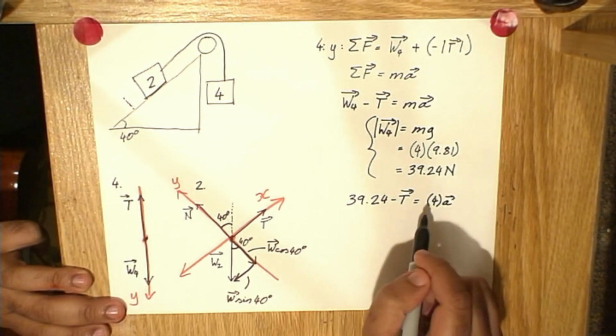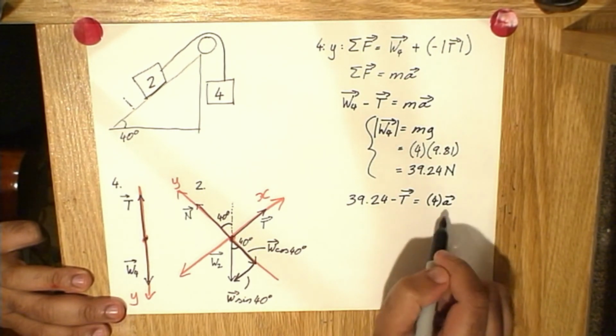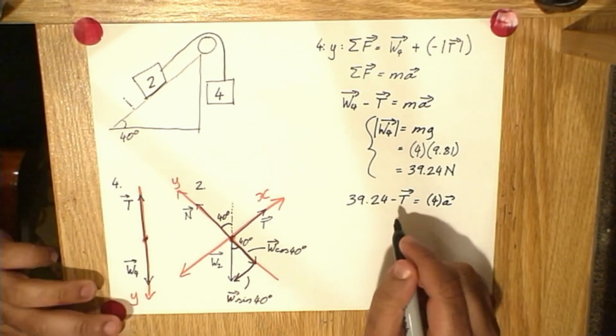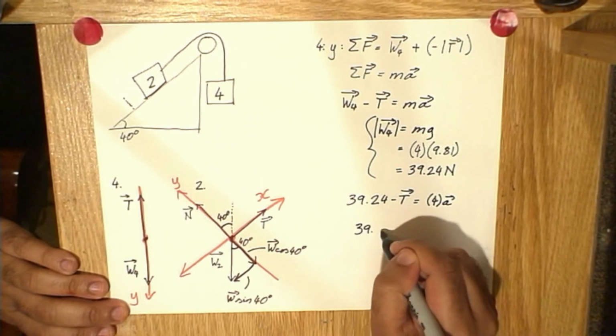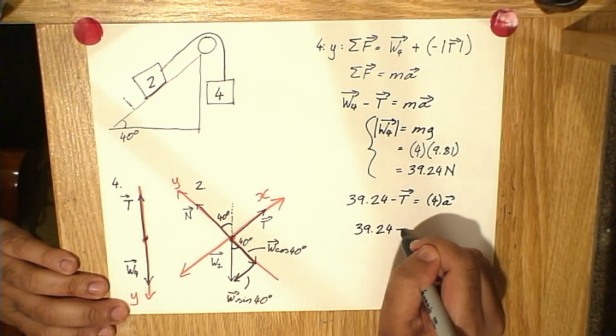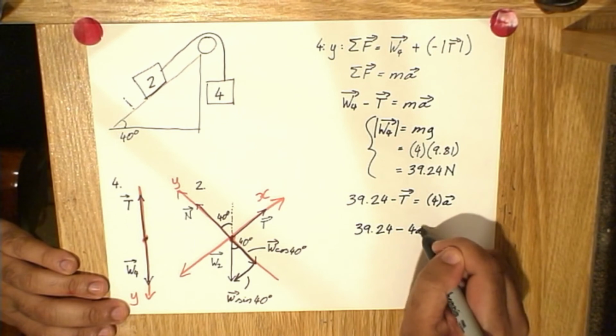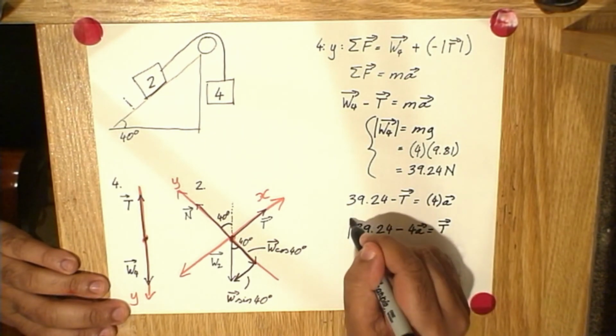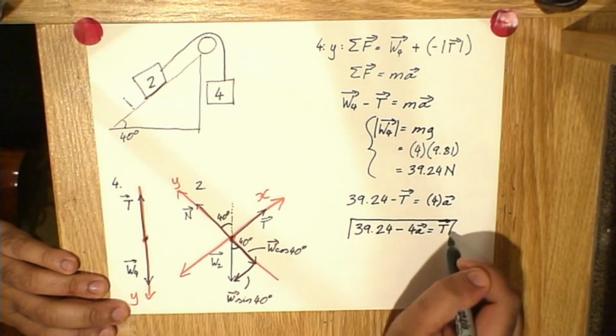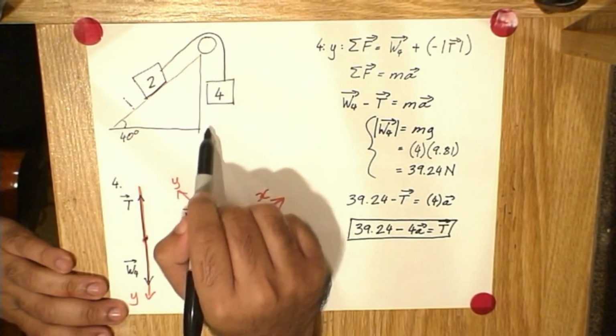Now, what I'm going to do is I'm going to move the tension to the other side and move the 4a to the first side. So that's going to give us 39.24 minus 4A is equal to the tension. So we're going to start with this equation, and that is as far as we can get just examining the 4 kilogram object.